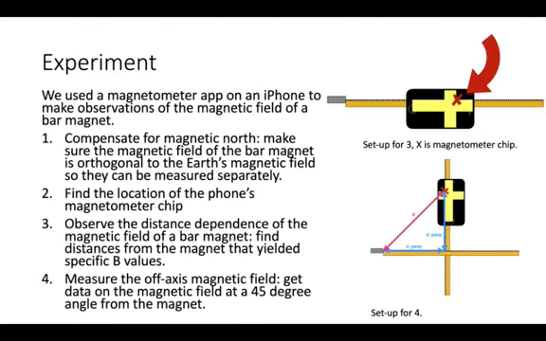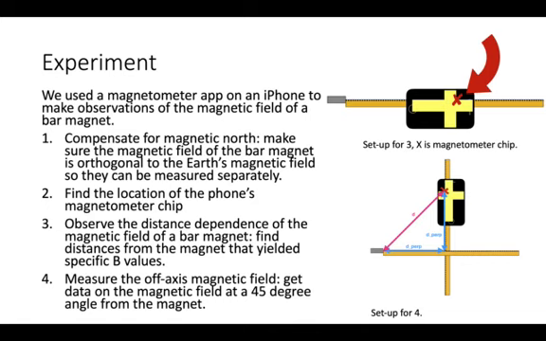In our experiment, we used a magnetometer app on the iPhone and made observations for the magnetic field of the bar magnet. First, we compensated for magnetic north by making sure the magnetic field of the bar magnet was orthogonal to the Earth's magnetic field so they could be measured separately. Then we found the location of the phone's magnetometer chip. And then third, we observed the distance dependence of the magnetic field of a bar magnet.